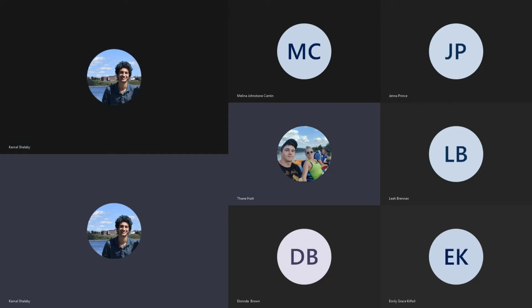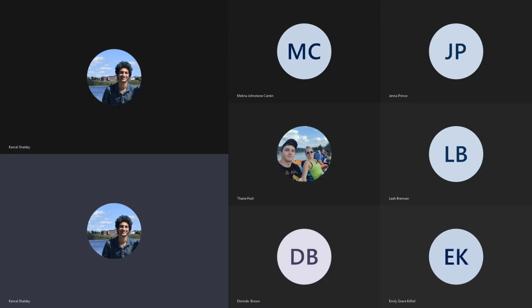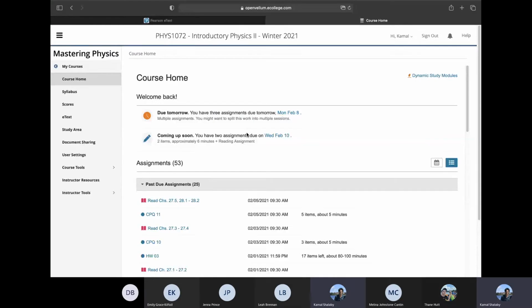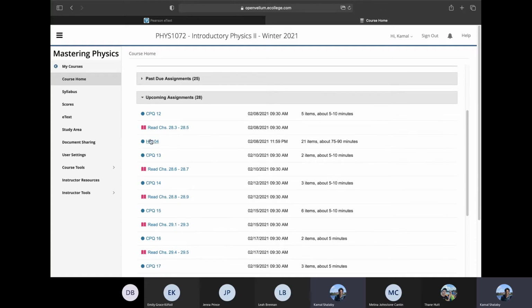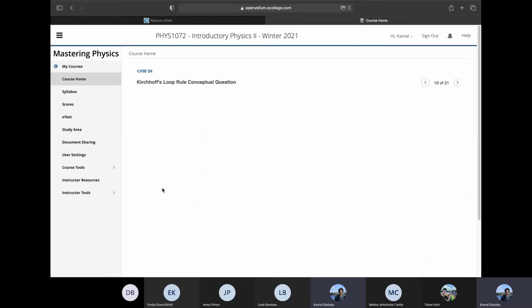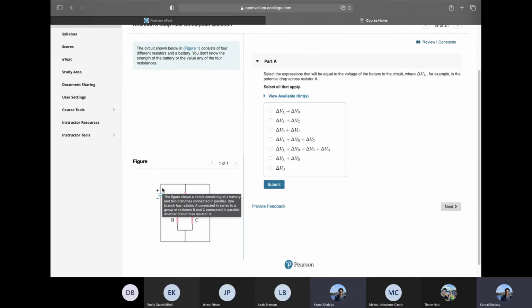Could you go over number 19? Yeah, sure. Just once this opens. There we go. For 19, Kirchhoff's loop. Okay, I'll take that back. Maybe it's not that straightforward. That's going to be interesting.